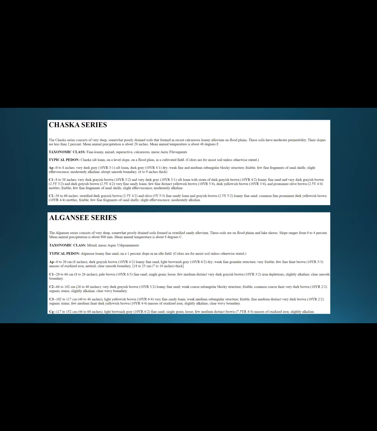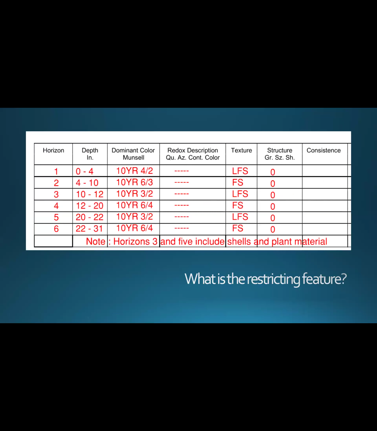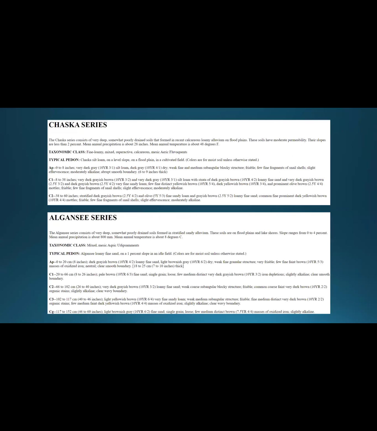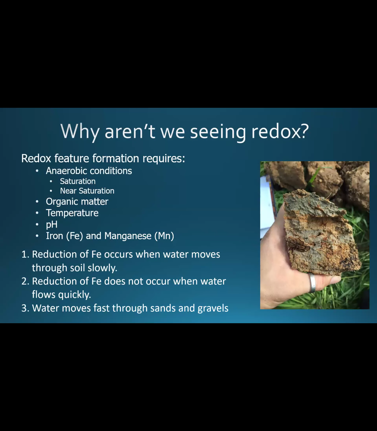Well, here's some of the series in here, and you can see that even here in the AP horizon on the Chaska series, it also says fine fragments of snail shells. We've got some weird stuff going on in here. Not the greatest, but why aren't we seeing redox? I mean, we're not seeing any redox being reported in here. So what are some of the issues that we may have? It's dark soils, and we may not be seeing it.